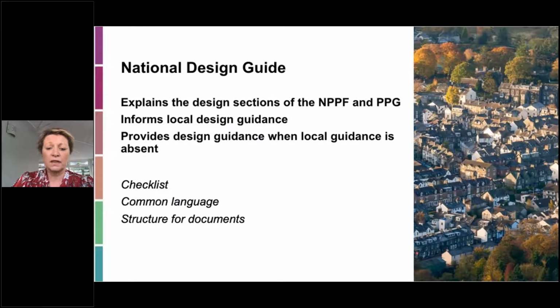The National Design Guide, most of you will know, is a knitting together type document in some respects. It explains the design sections of the National Planning Policy Framework and Planning Policy Guidance, and its intention is to inform local design guidance and provides design guidance when local guidance is absent. So it's a really useful checklist. It provides common language, and it provides a structure for other documents within the same area of work.